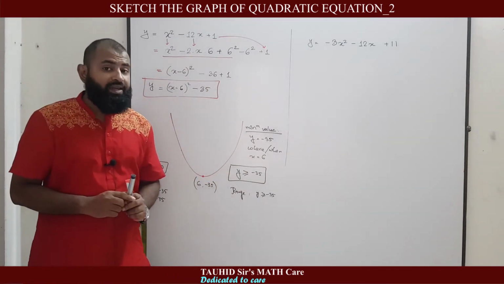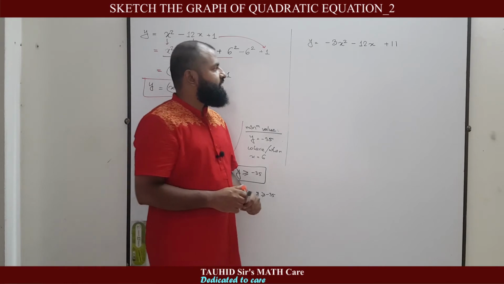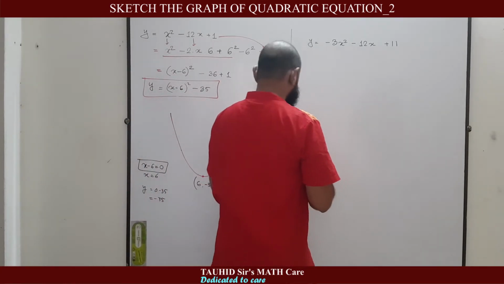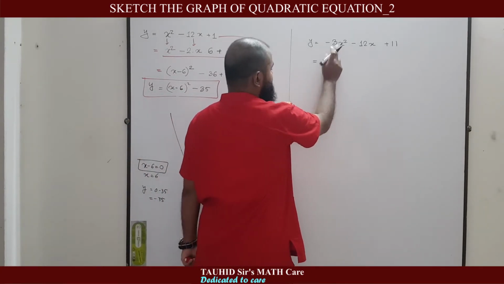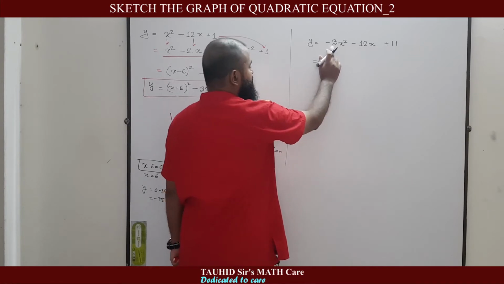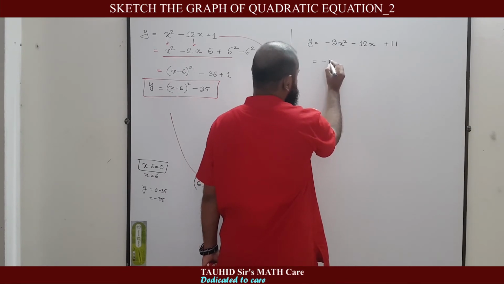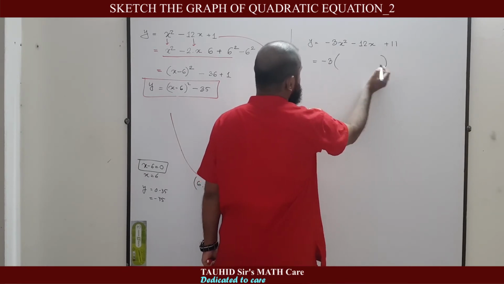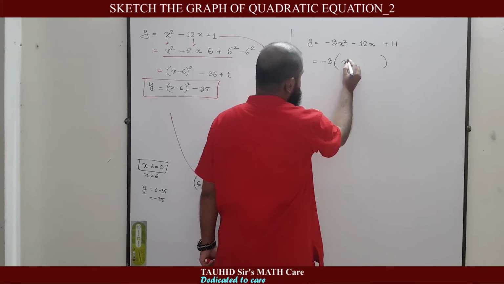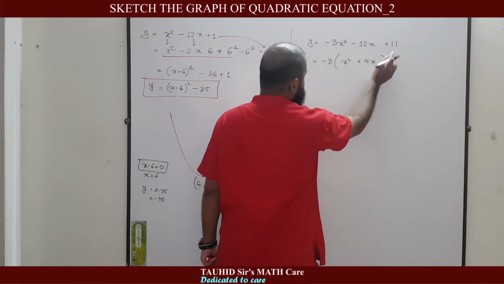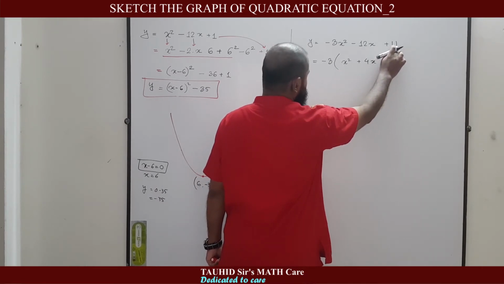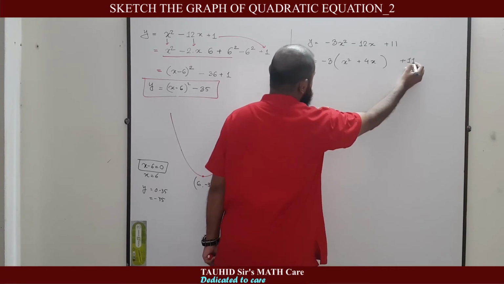Now let's see our second example, y equal to minus 3x square minus 12x plus 11. When you see that the coefficient of x square is not equal to 1, you will need to make its coefficient 1. So we will take this minus 3 as common. So we can write x square plus 4x. We won't take this inside the bracket, it will remain outside the bracket.